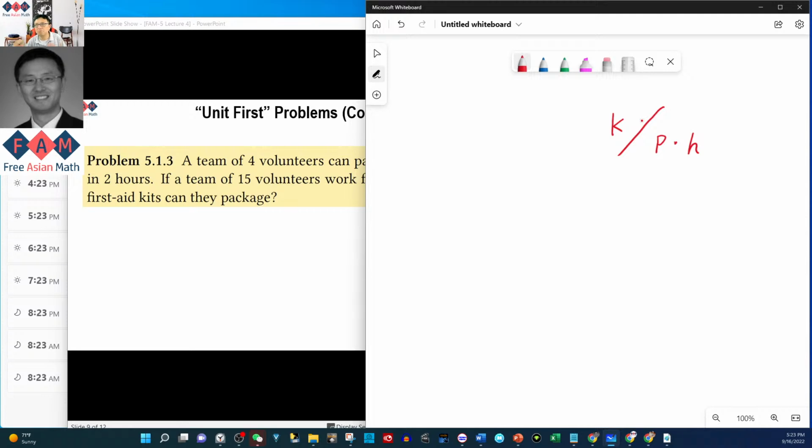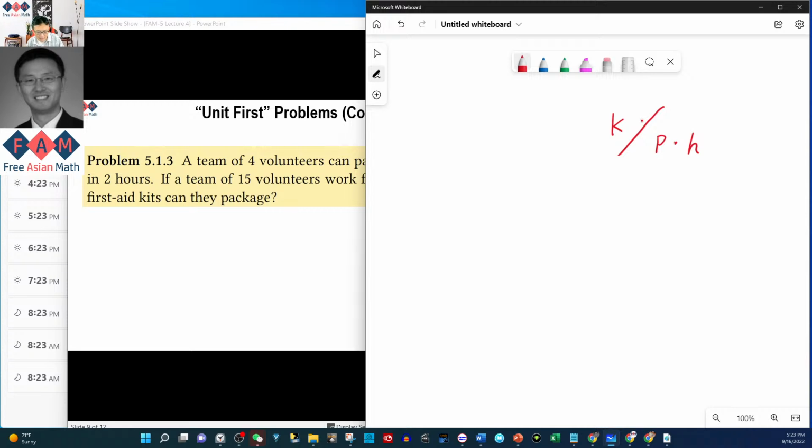How many kits can 1 person package? That is quite meaningless because we don't know how long this person will work, how many hours. So to give a meaningful quantity, how many first aid kits can we get, that unit must be in terms of both a person and the hour that person works. So that's 1 person, 1 hour.